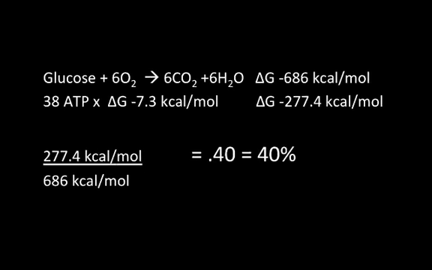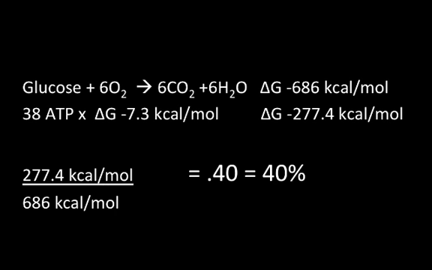Some more math will show us how efficient that is. The complete oxidation of glucose has a change of free energy of negative 686 kilocalories per mole. Through aerobic respiration, we get 38 ATP from one glucose molecule, each with a negative 7.3 kilocalories per mole of free energy. That's a total of 277.4 kilocalories per mole total. That makes aerobic respiration around 40% efficient. As energy systems go, that's not too bad.